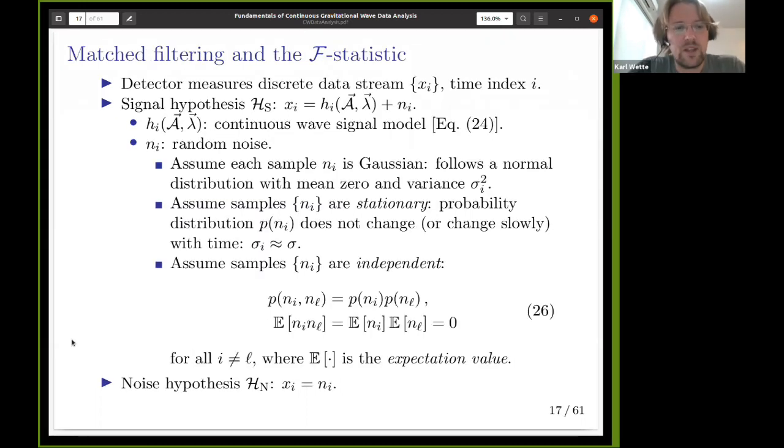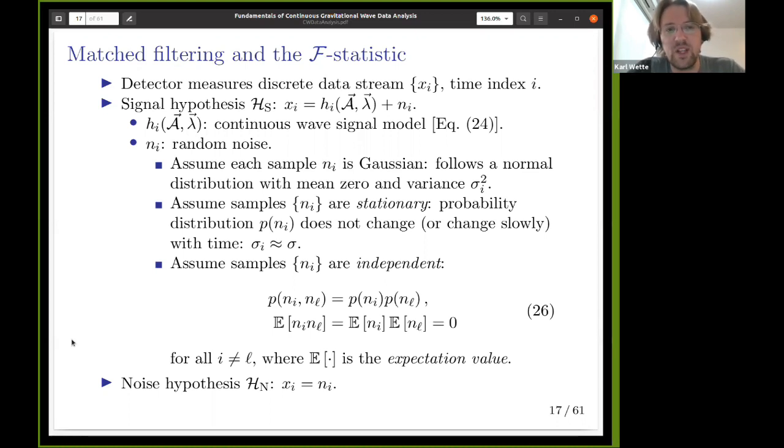So the next part of the lectures is going to be on pulling up the idea of match filtering, which is how we actually take our signal model and apply that to data, and then we'll derive the F statistic through that. So we're going to now start working in a discrete data time stream. We're going to call that x_i, because detectors measure discrete samples of time rather than continuous functions. So we have x_i with a time index i, and we have 2 hypotheses that we're going to consider.